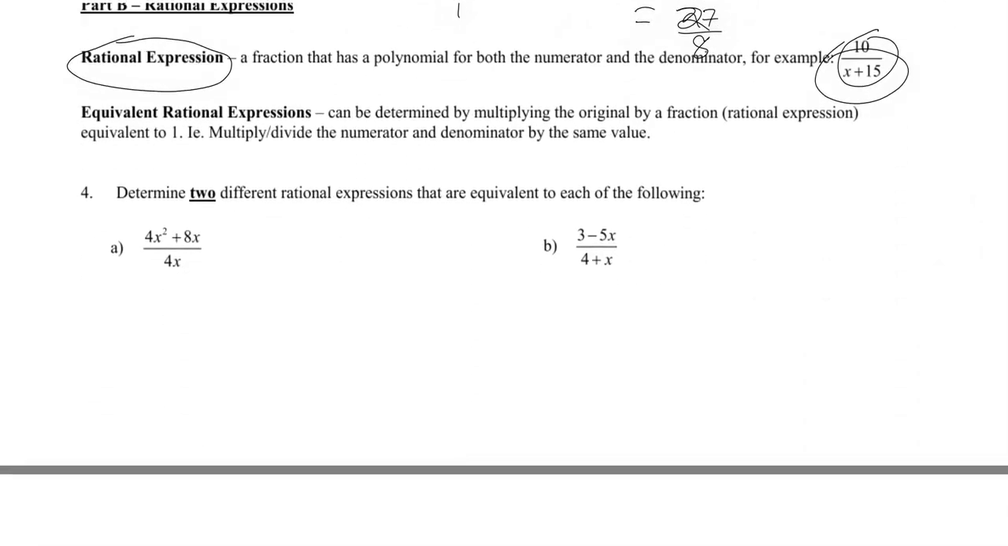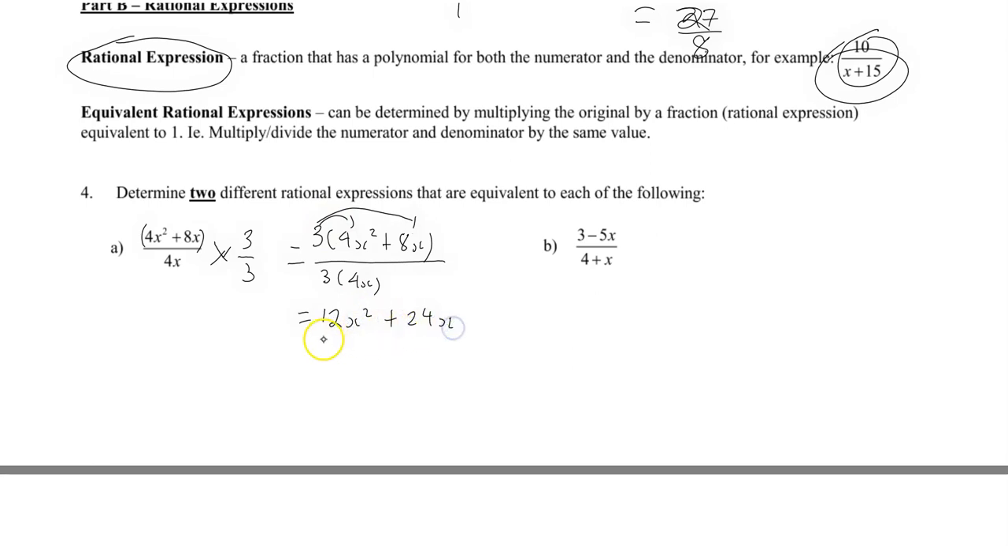Okay, determine two different rational expressions that are equivalent to each of the following. So I could take this and just multiply by, let's say 3 over 3. And when I do that, remember, up here, there's two terms, right? So really consider them in brackets, and you've got 3. So it would look like this. I'll go 3 times 4x squared plus 8x over 3 times 4x. So remember, distributive law. So this will be 12x squared plus 24x. And in the denominator, 12x.